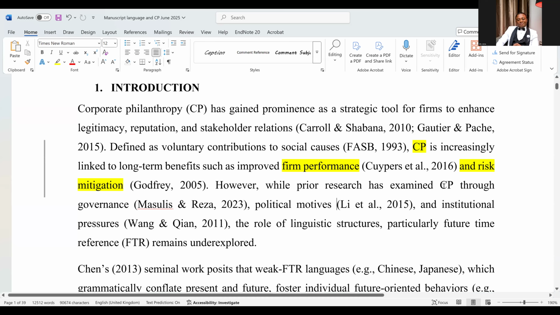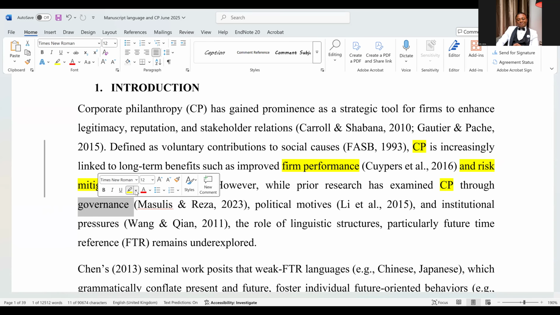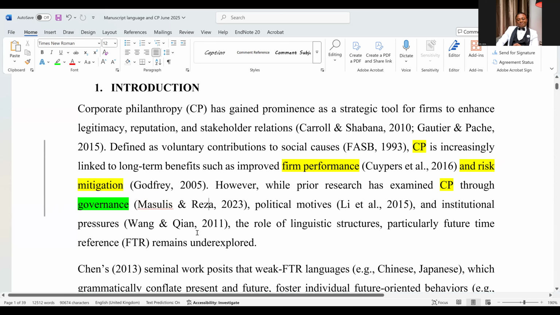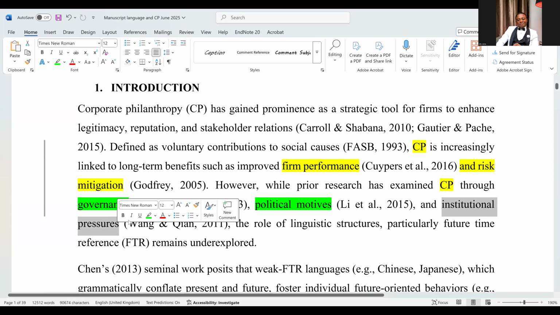In fact, the same thing was done here. For example, prior research has examined corporate philanthropy through governance. Governance alone has been cited, and only governance alone is the Masulis and Reza paper. Political motives alone, the one who did political motives alone is Lee et al. Institutional pressures alone was done by this one. This is a high level of citation, where you have read the work and you know clearly, and so we are picking them one by one.